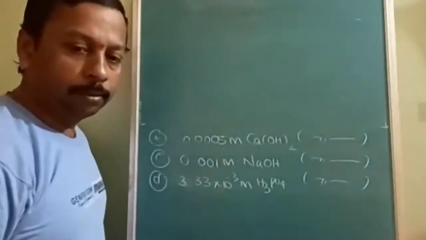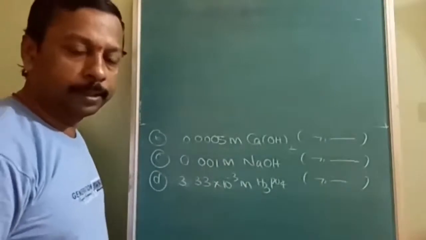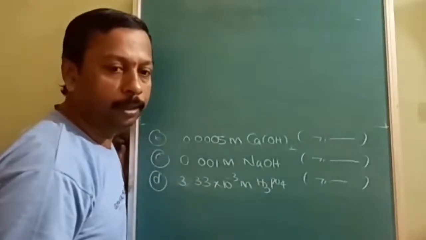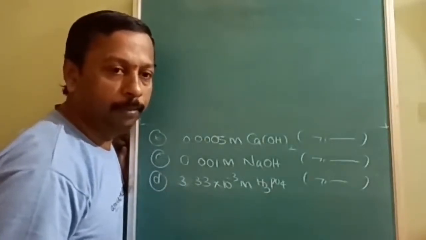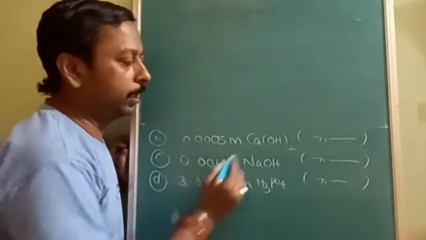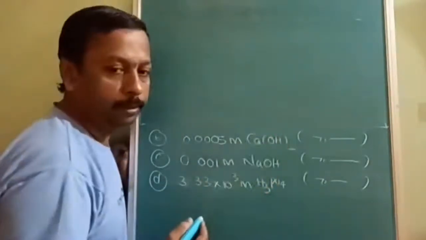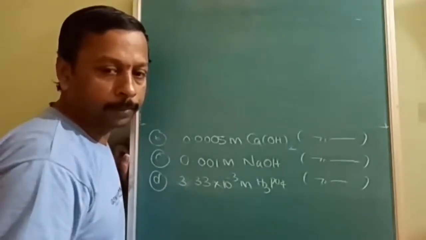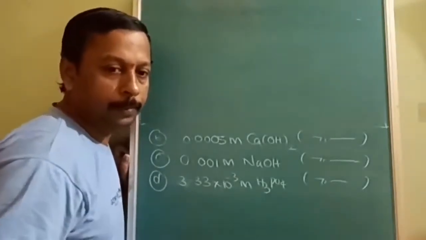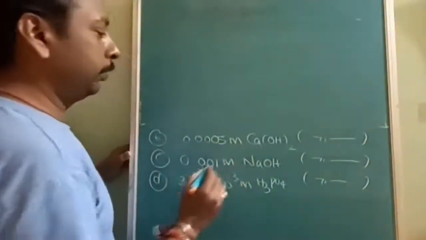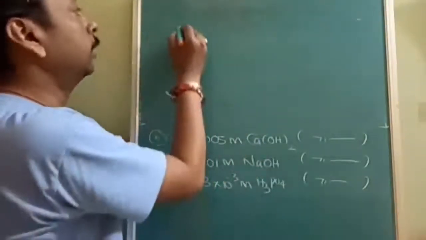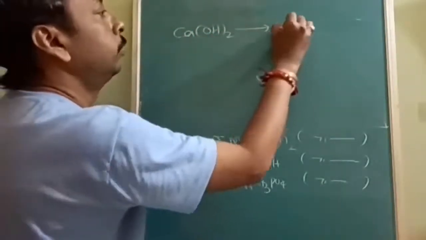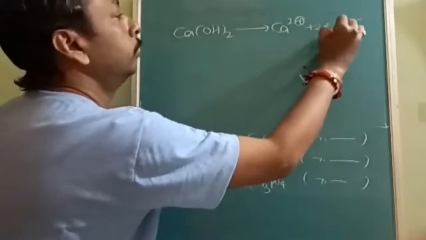Okay. So for an acid, pH can be maximum up to 7. For a base, pH can be minimum 7. So here the answer cannot be even less than 7. Okay. The question is about 0.005 molarity calcium hydroxide. So Ca(OH)2 gives Ca2+ plus 2OH minus.